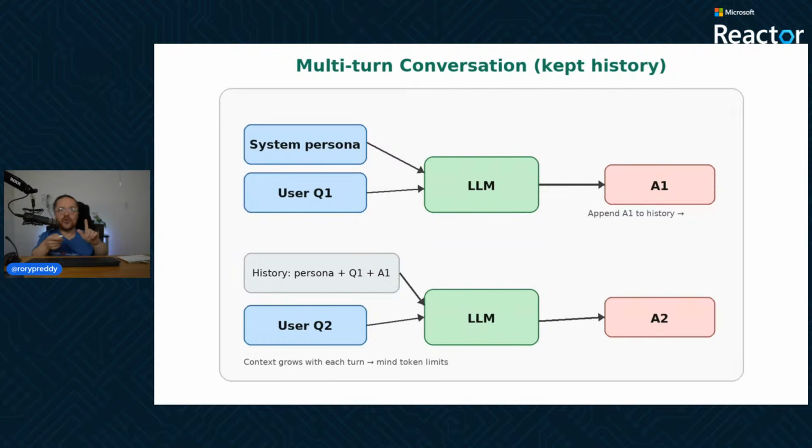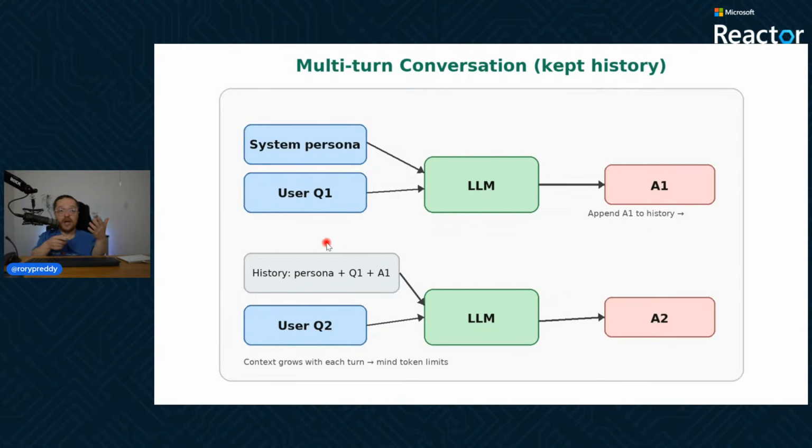Next, let's go into the multi-conversation. Over here, I'm going to set up, like we did before, the system persona. I've got question one, and I've got the LLM. I'm going to ask, okay, what is a hash map in programming? And then I'm going to get answer one, and I'm going to append it into memory, into history.